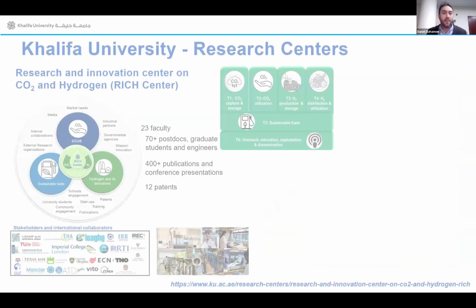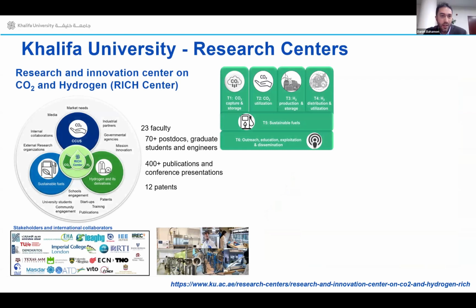More specifically, I'm working at Khalifa University, as Arthur mentioned, in the Research and Innovation Center on CO2 and Hydrogen, called the RICH Center. This center is devoted, as the name says, to exploring materials and processes for CO2 capture, utilization, and also hydrogen production, storage, and distribution. And we are adding additional work packages now, such as sustainable fuels.